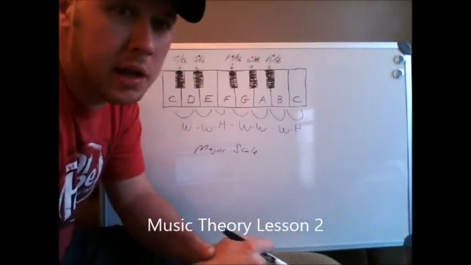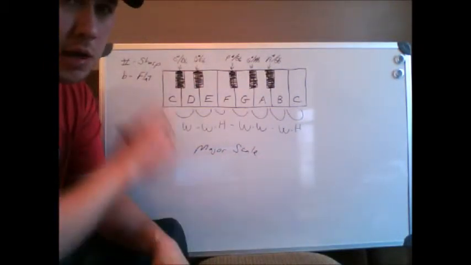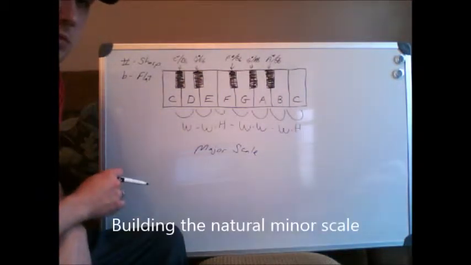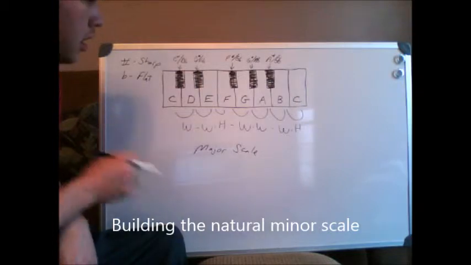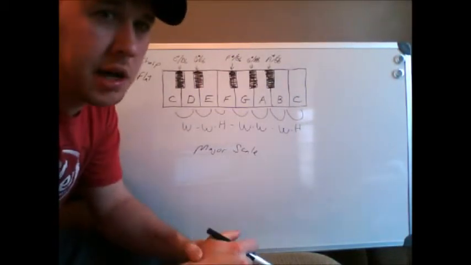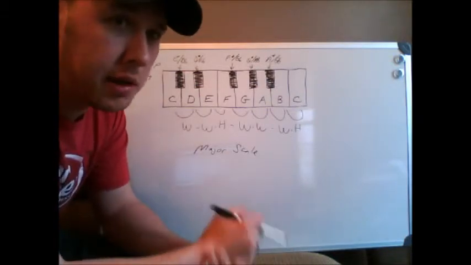Okay, welcome back. First lesson we talked about the major scale. As you can see here, we worked on using the C, and then I showed you how to build a major scale off of the G and then off of the E. Okay, so today I'm going to teach you how to do the minor scale, which is the natural minor that we're going to work with.